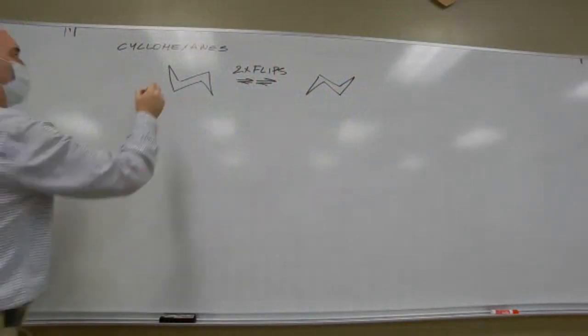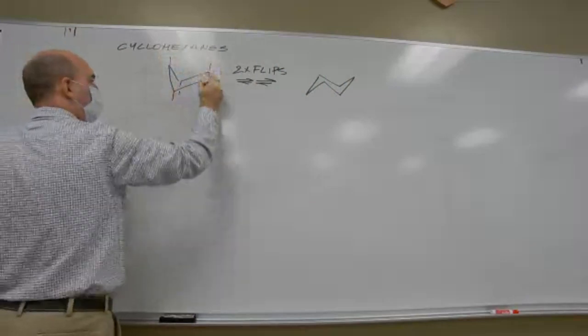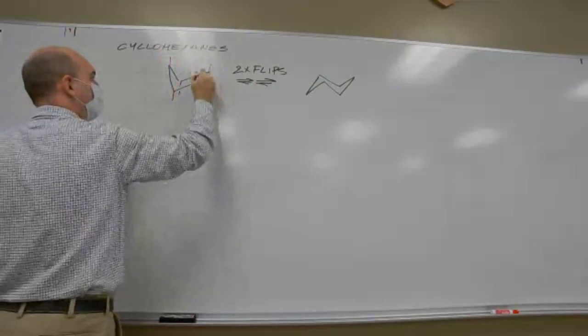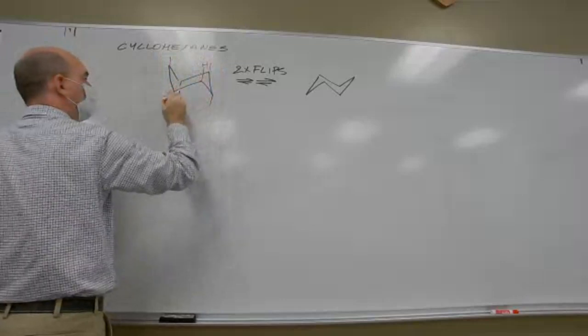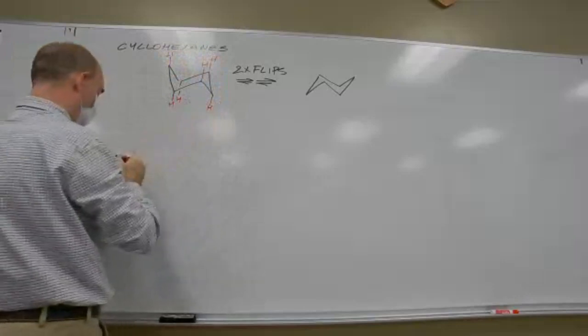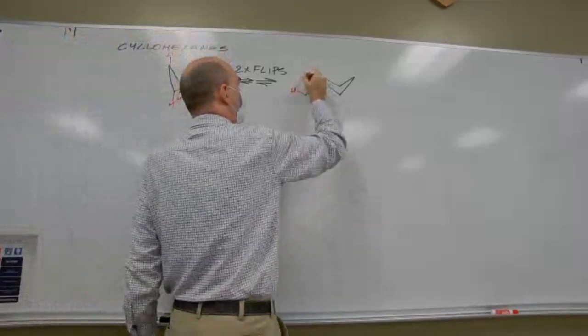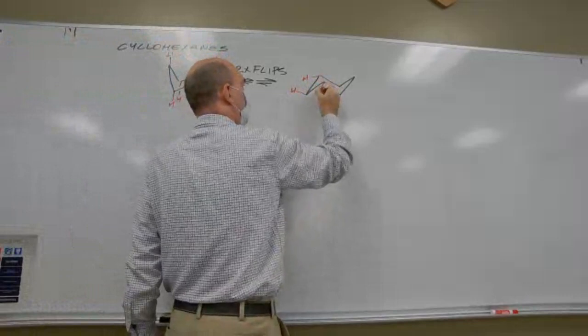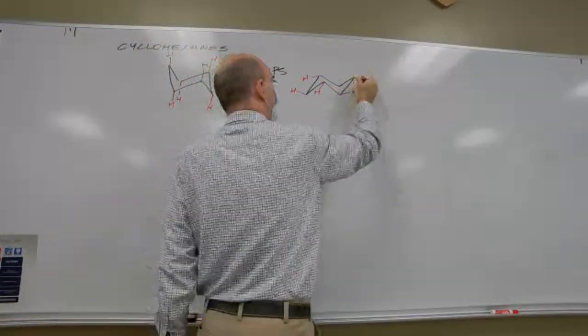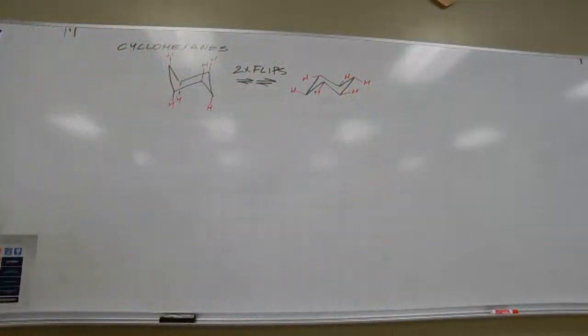And what happens then is that all my axial positions get converted into equatorial positions. And vice versa, all the equatorial positions get converted into axial. Okay.